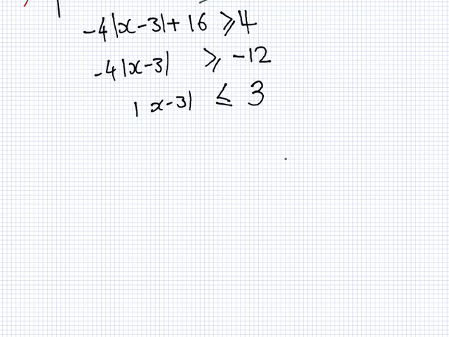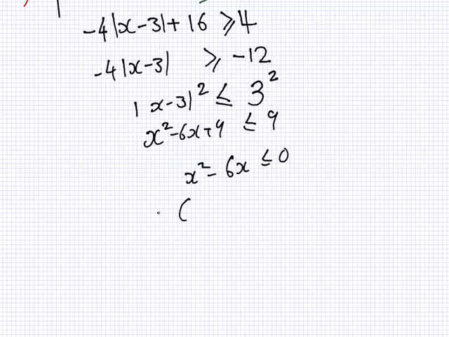Here it is. I think it's 3 and minus 3. You could square it again. You could square both sides. You would get x squared minus 6x plus 9 less than or equal to 9. x squared minus 6x less than or equal to 0. x times (x minus 6) less than or equal to 0.